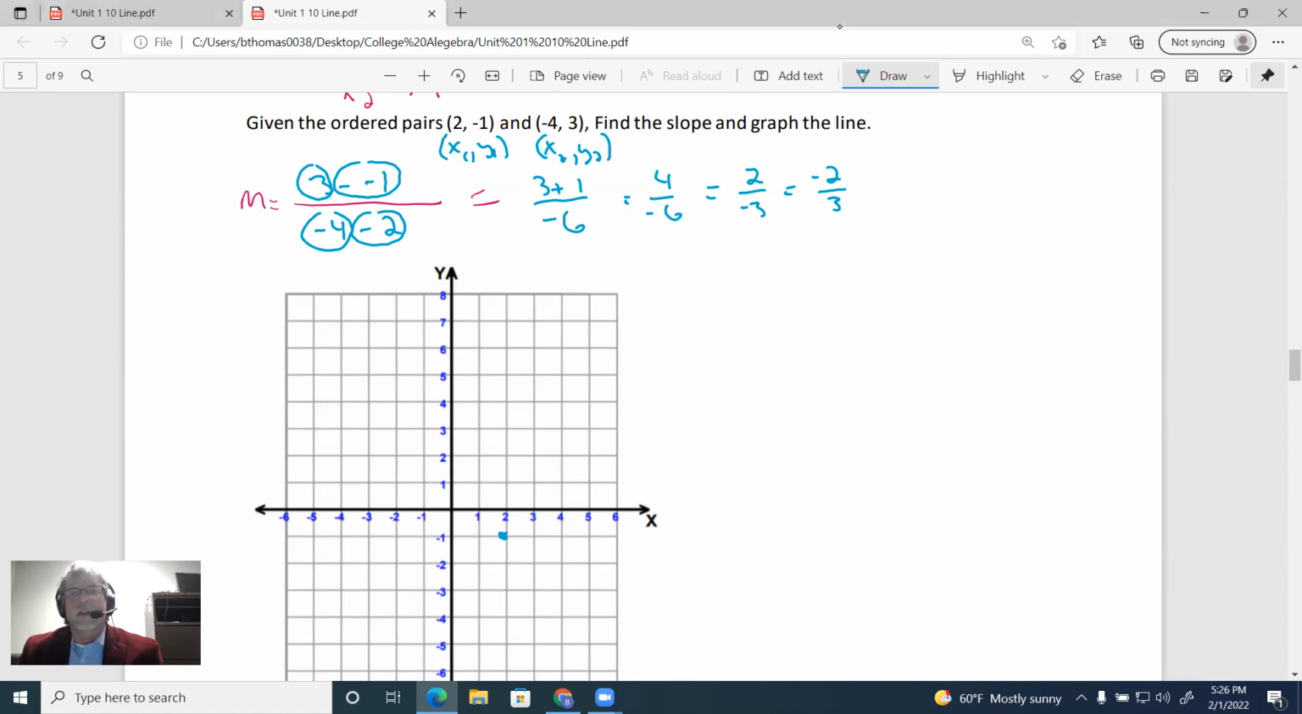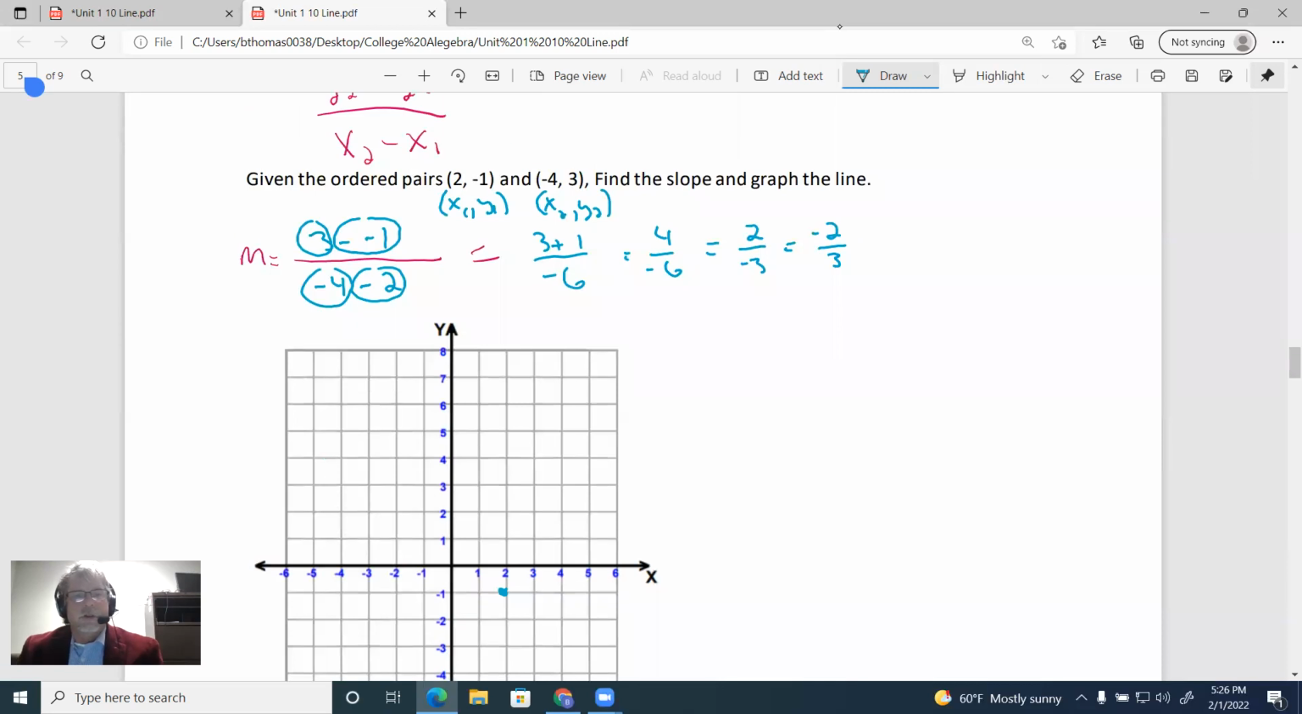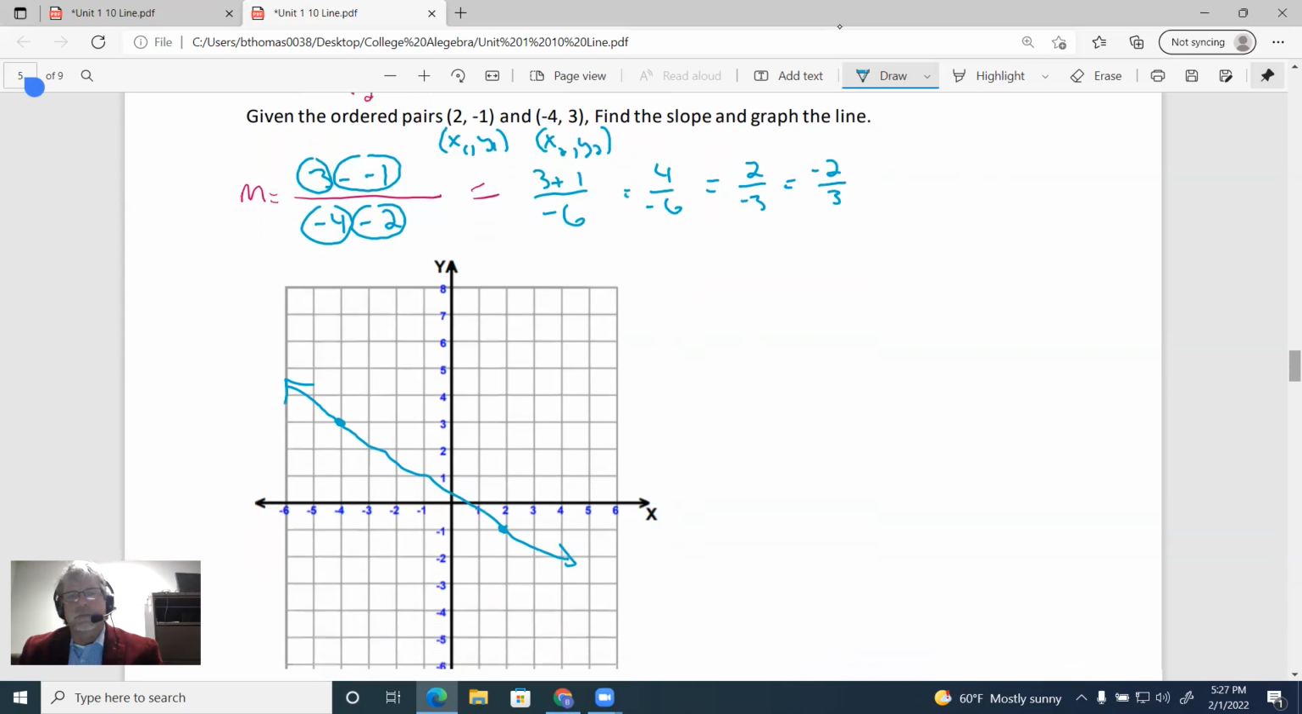What was that other ordered pair? I can't see it right now. -4, 3. So -4, 3 would put the solution here. Notice how I can draw a line through those 2 points, and that would be the graph of the line. So that would be a way to do it. Or I could have just plotted 1 point and used the slope to locate a second point.